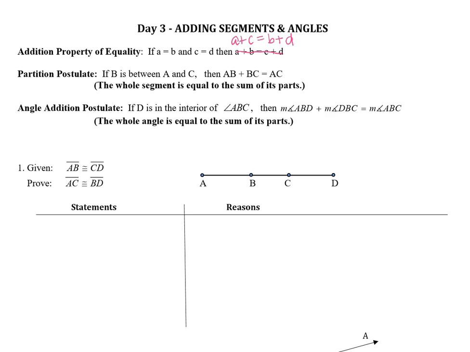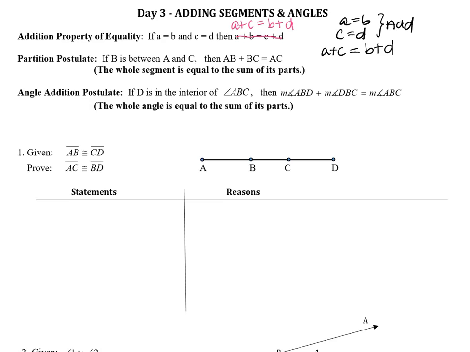In this video, we're going to be adding angles and segments. The first statement is what we call the addition property of equality, where if A equals B and C equals D, then it's true that A plus C equals B plus D by adding those two statements together. Now the partition postulate and angle addition postulate are ideas of the whole is equal to the sum of its parts, and those are the ideas that we're going to use today to help us add segments.